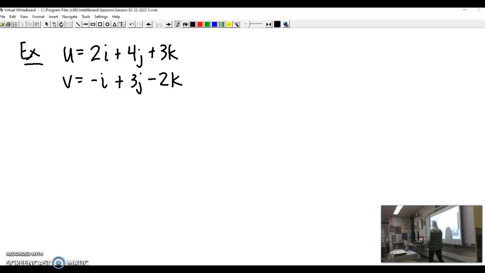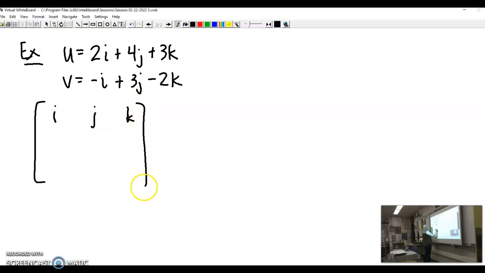Okay, here we go. We're going to do our vectors, or matrix. We're going to put our U and our V columns in: 2, 4, 3, -1, 3, -2.